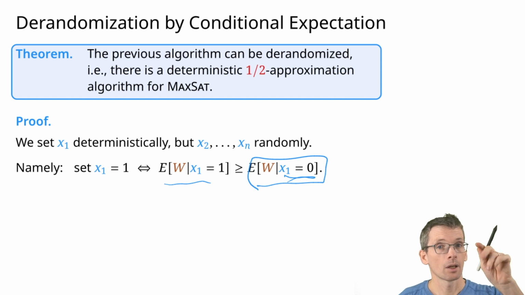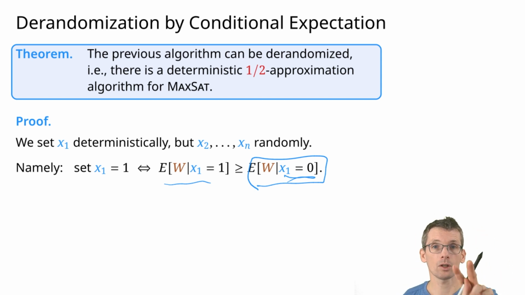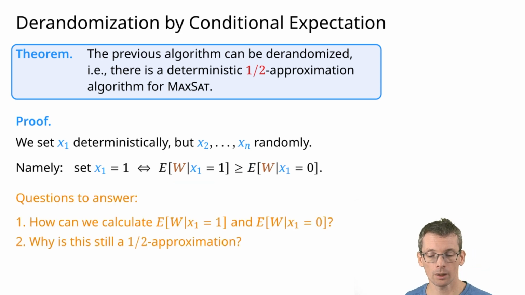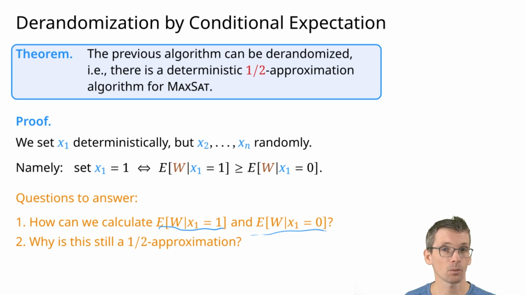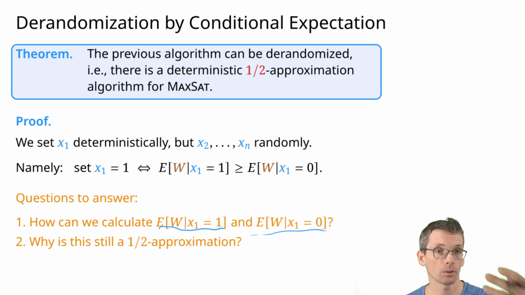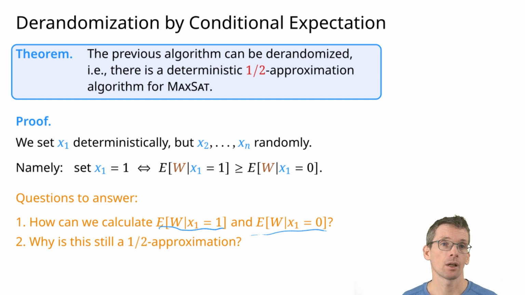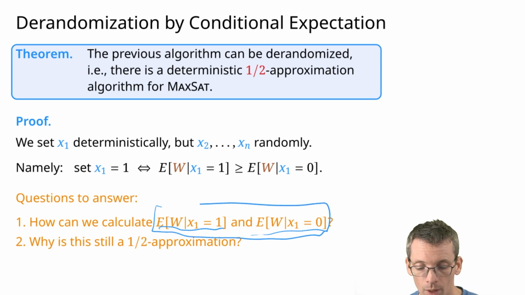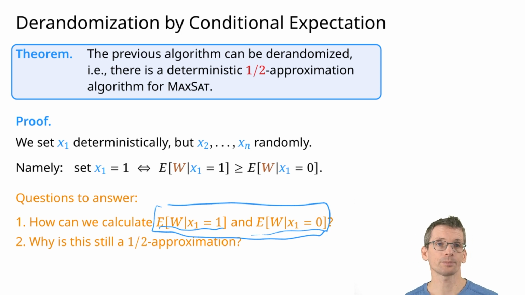So there are two questions that we will need to address here. First of all, how do we calculate these conditional expectations? Because if the algorithm wants to make decisions based on those conditional expectations, we have to be able to compute them efficiently. And then we should see why this still gives us a 1/2 approximation. But let's first take a look at how to efficiently compute these values.